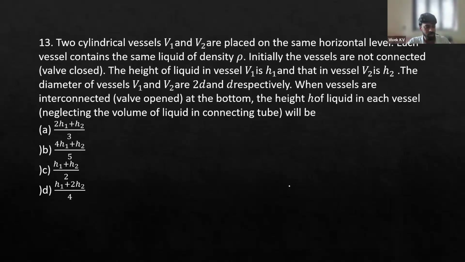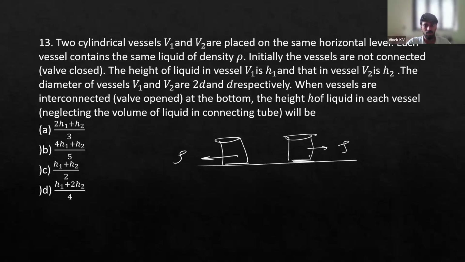Now we have two cylindrical vessels, V1 and V2, which are placed on the same horizontal level. Each vessel contains the same liquid of density rho. Like one horizontal level is there, we have two cylindrical vessels, V1 and V2, placed on the same horizontal. Each vessel contains the same liquid of density rho, and initially the vessels are not connected using a valve.